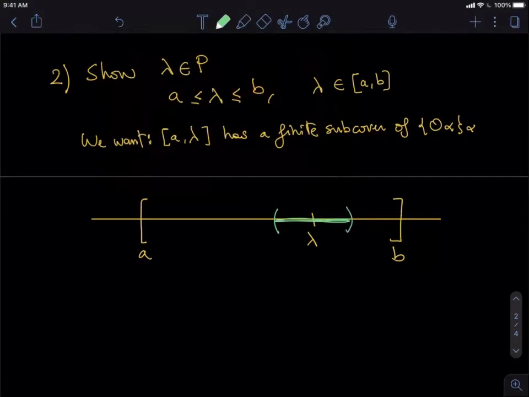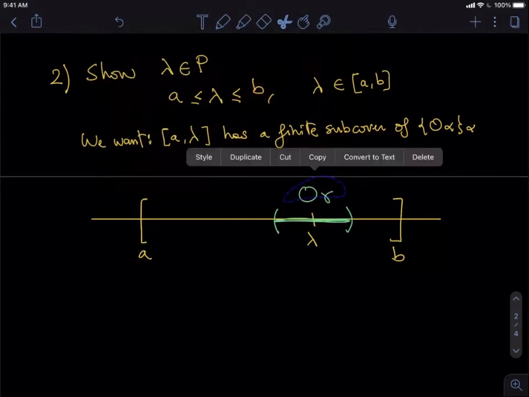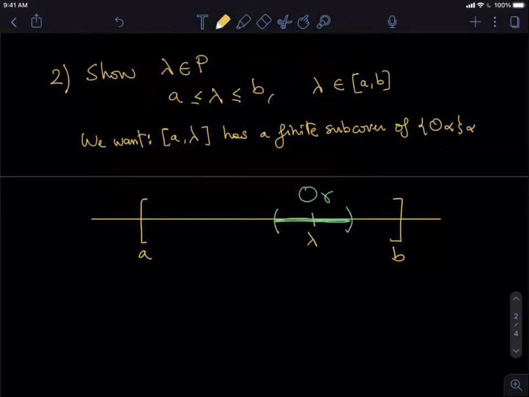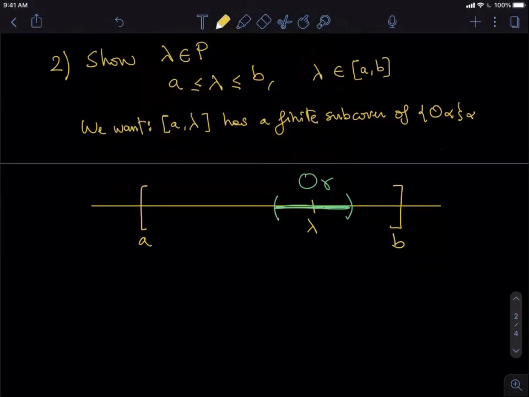Let's call this interval O gamma. There has to be some interval that contains lambda. Why so? Well, because O alpha is a covering, so it has to cover lambda too. So let's write that down carefully.